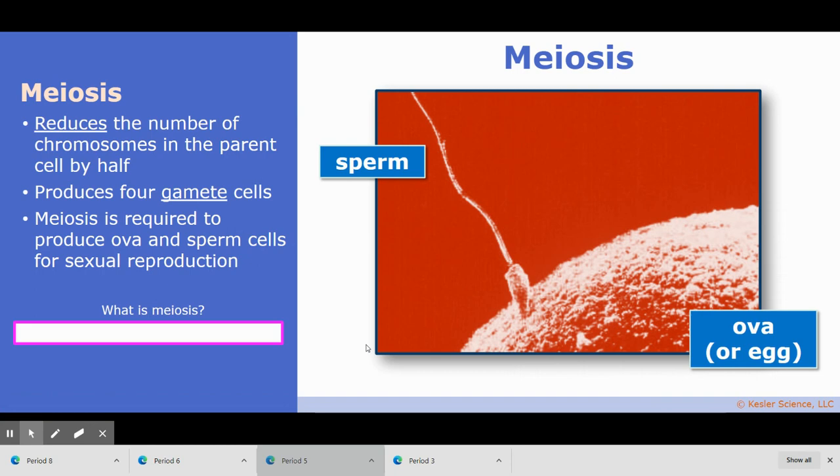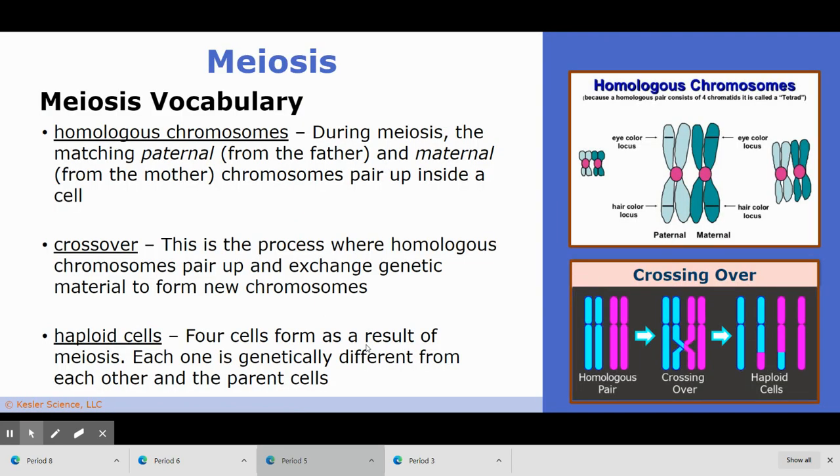Meiosis reduces the number of chromosomes in the parent cell by half. It produces 4 gamete cells, and meiosis is required to produce ova and sperm cells for sexual reproduction. So what is meiosis? I'll let you pause the video and put that into your own terms. So meiosis is a process of cell division that creates 4 gametes, and they're going to be haploid and all genetically different from each other.